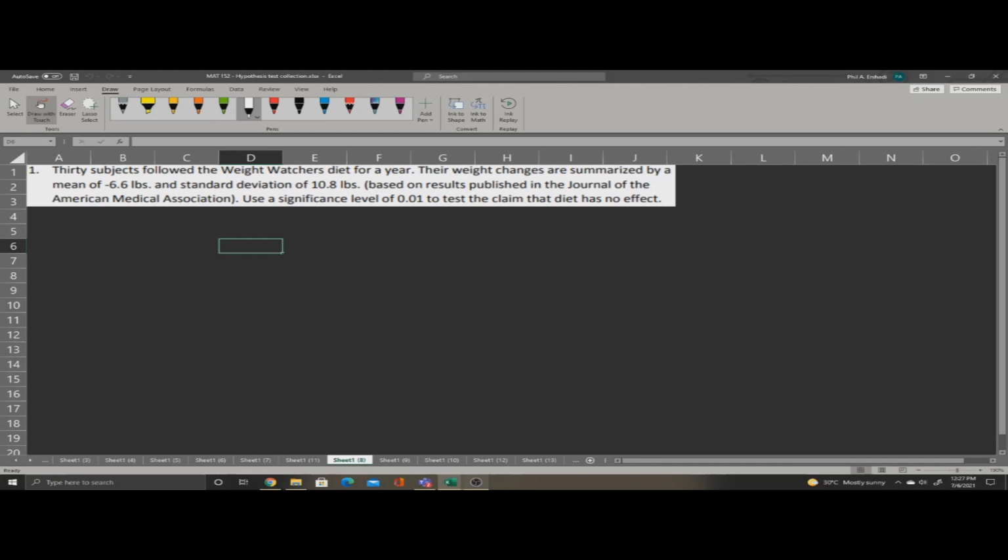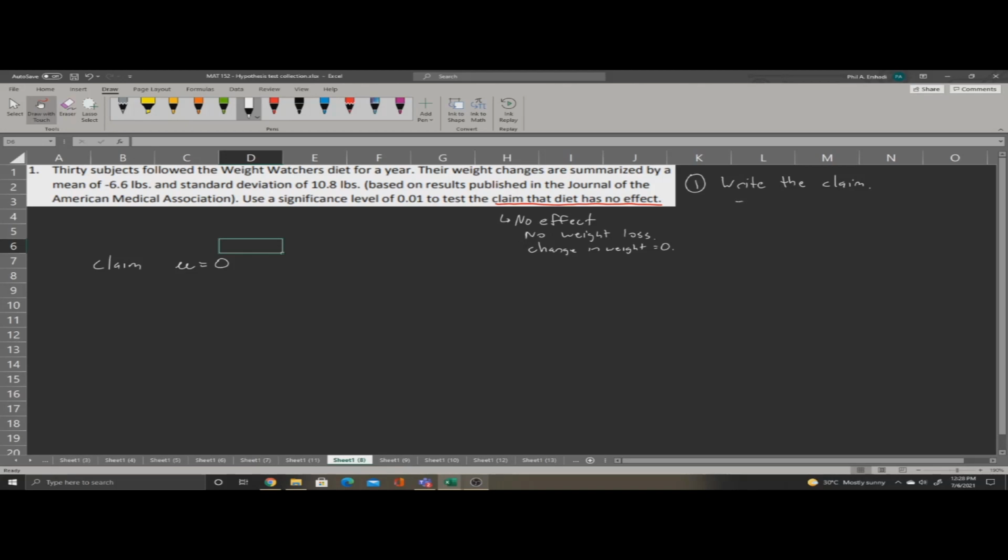Our first step will be to write the claim itself. Let's have a look at what's being claimed. Now, it's being claimed that the diet has no effect here in line 3. If it's true that the diet has no effect, that means that the people on that diet should not lose weight. In other words, the change in their weight should be 0. So we can say that our claim will be that the mean is equal to 0.